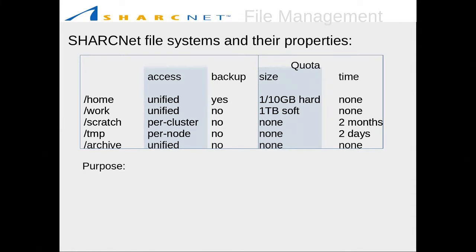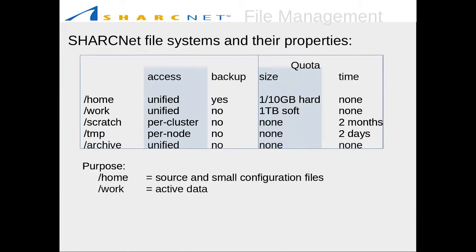Really, the purpose of these is defined by their properties. The home, because it has no time quota, it's backed up, its access is unified. You can use it for source and small configuration files. So you don't have a whole lot of space here, but it's backed up, it's secure, and it's long-term. Work is for active data. Whenever you're working on a project, if it fits inside of a terabyte, this is a good place to keep it. Because the access is unified, you can move across systems and still have access to all of the same data without transferring it around. And if you did need more data than 1 terabyte inside of work, you can request an exception.